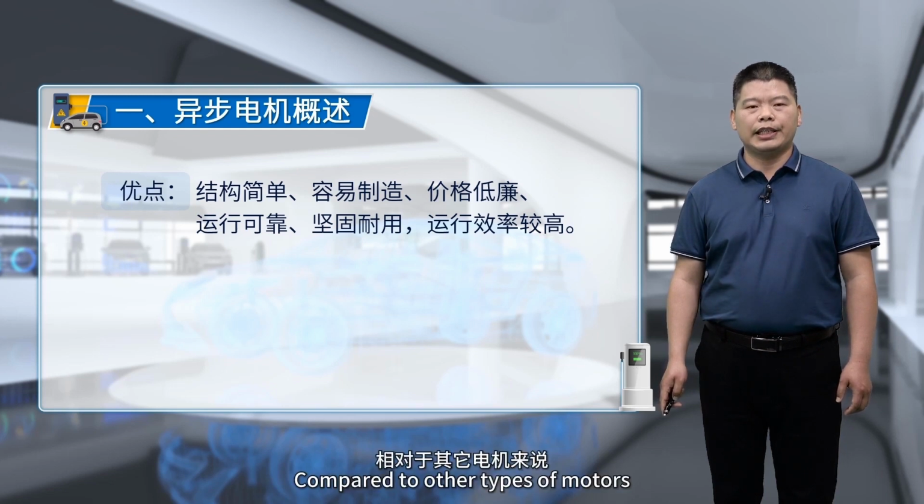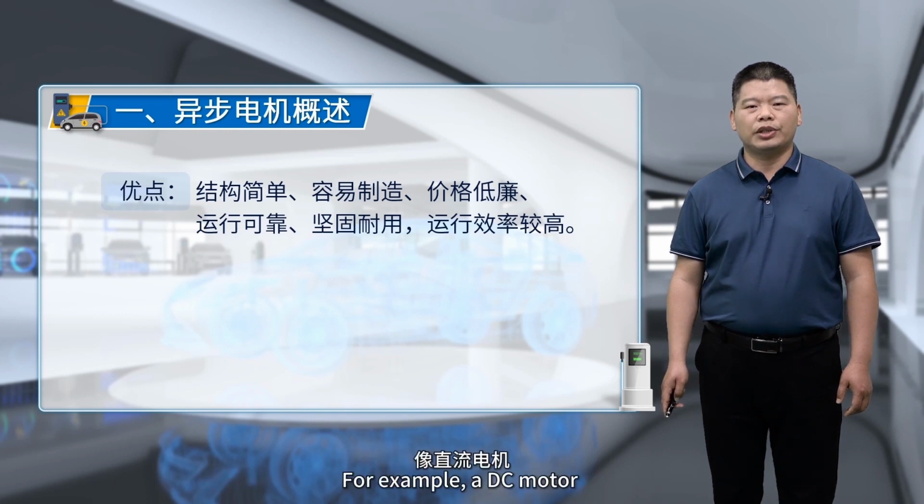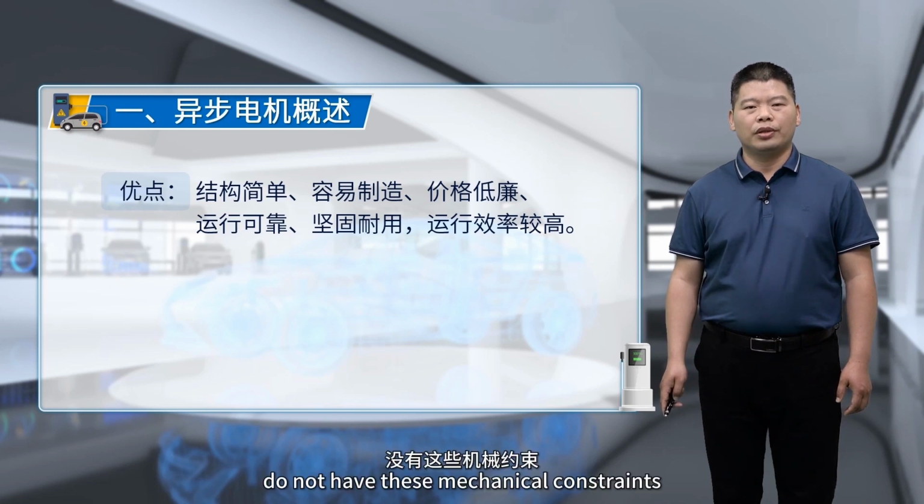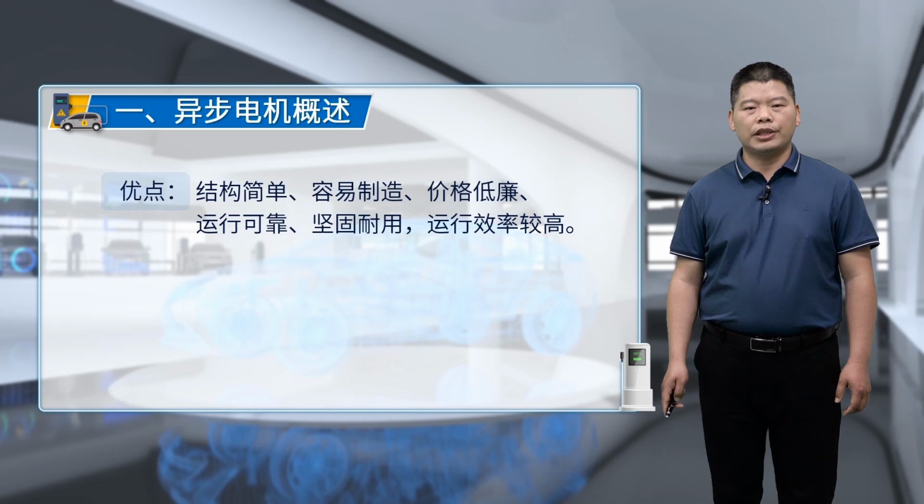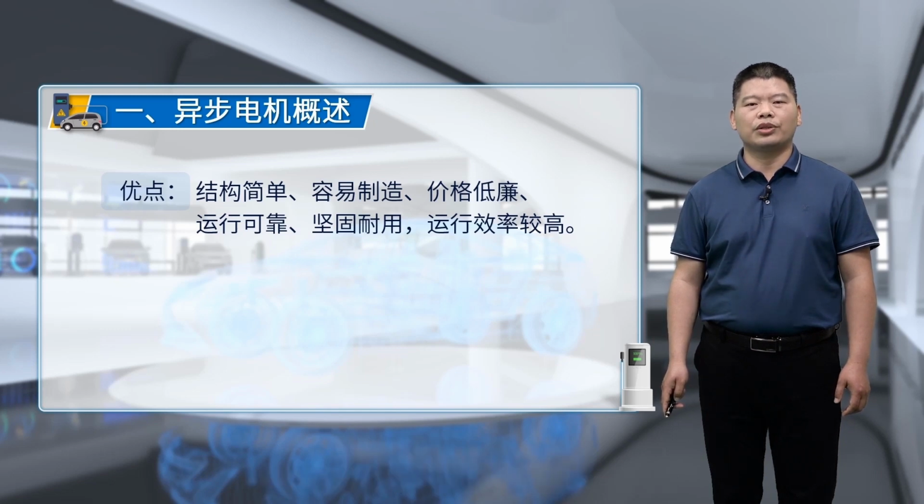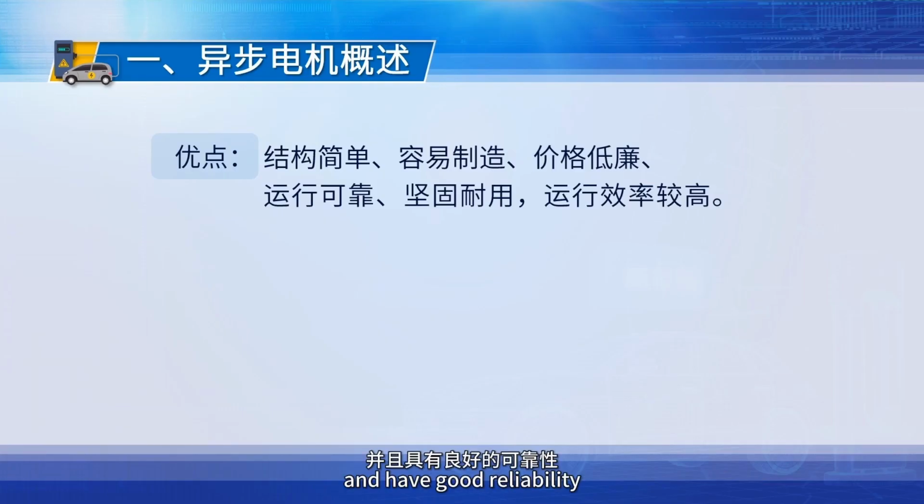Compared to other types of motors, asynchronous motors have a relatively simple structure. For example, a DC motor consists of brushes and a commutator, but asynchronous motors do not have these mechanical constraints. Asynchronous motors have a higher speed compared to DC motors. They are easy to manufacture, cost-effective, and have good reliability and durability. Additionally, their operating efficiency is relatively high.